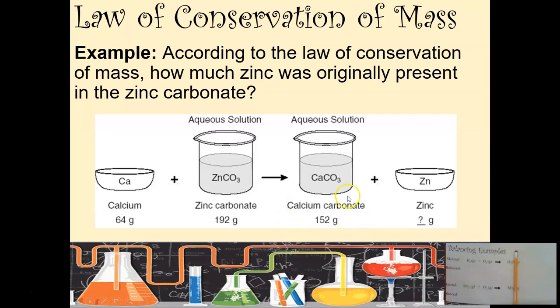Well, the calcium carbonate is only 152. So if you add these 2 together and you subtract the 152, that'll give you your mass of zinc, which is 104 grams.